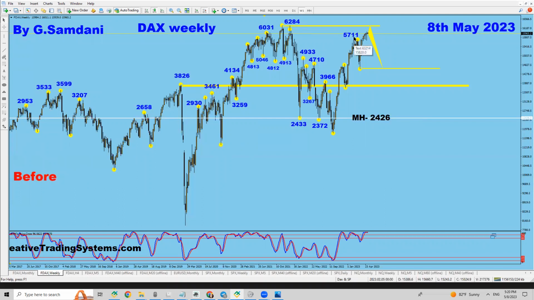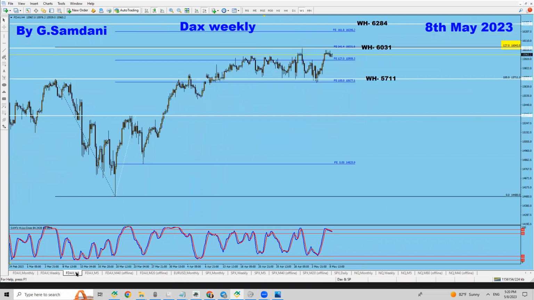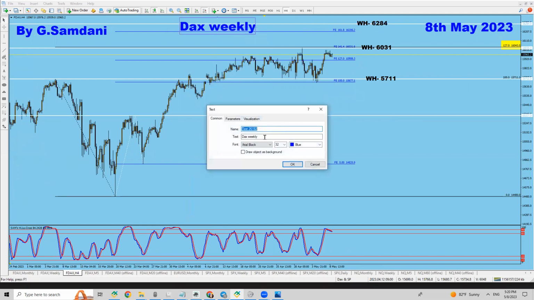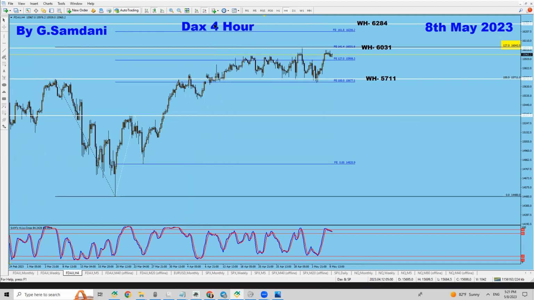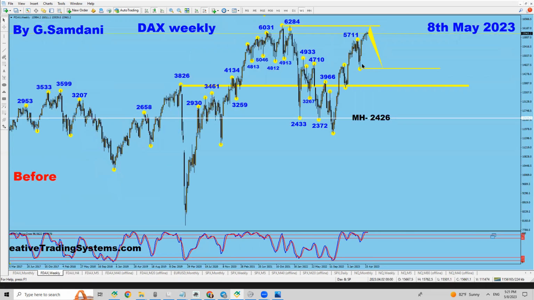We are getting support here, 57. Now you can see on a 4-hour chart, that 57.11 is right here. That's the weekly chart, and this is the 4-hour chart, which gives you a little bit more detail. What's happening here is not clear. I would say it's a very crooked wave count, but that's what we have here.